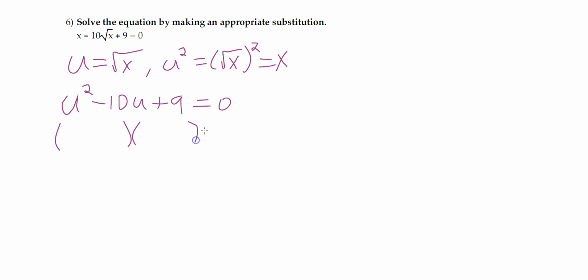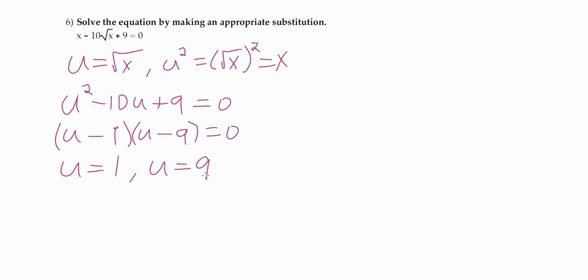Let's see if this just factors. If it doesn't, we can always resort to the quadratic formula. U times u, 9 times 1, and minus 1 and minus 9 makes minus 10. Right, this worked out nicely, giving us two answers for u. U equals 1 and u equals 9.